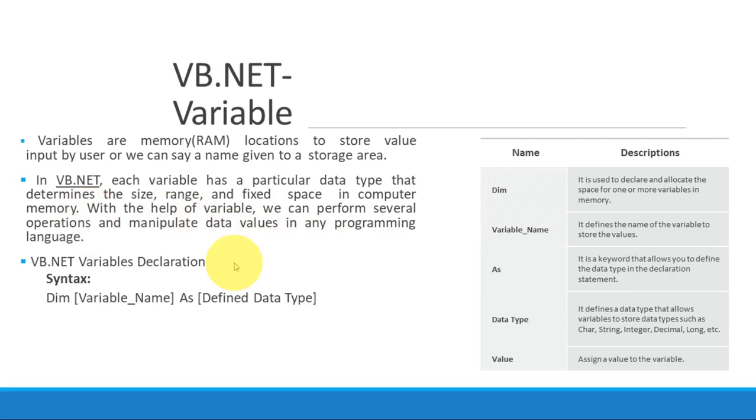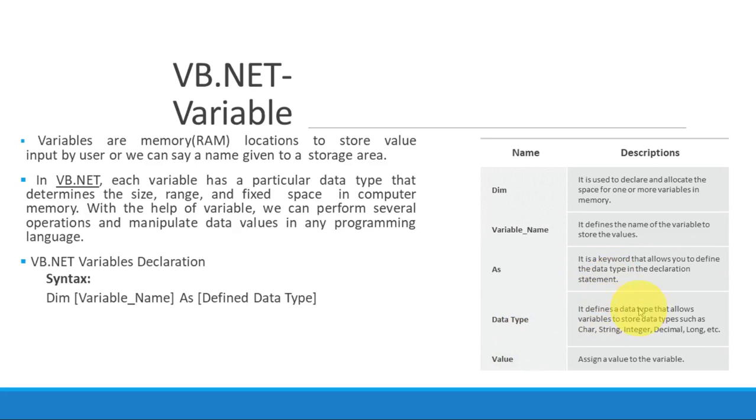VB.NET variable declaration is like this. Dim variable name as data type. See, Dim is used to declare and allocate the space for one or more variables in the memory. Then the variable name defines the name of a variable to store the values. So it is a named memory location. Then As is again a keyword that allows you to define the data type in the declaration statement.